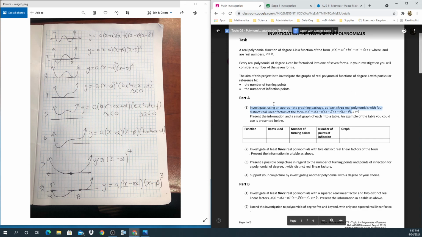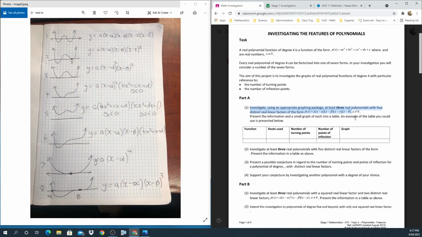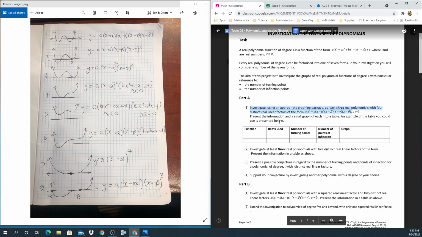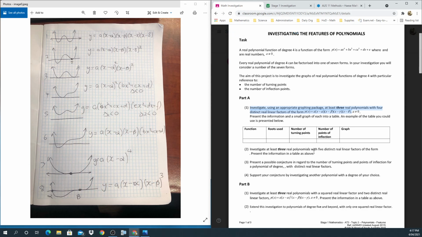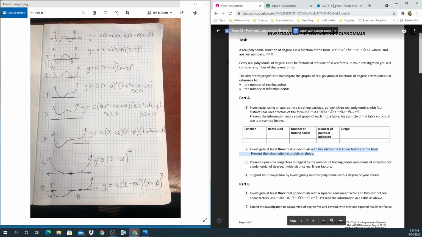What we're looking at. Present the information in a small graph for the table below. An example of the table that you could use is below. Okay, yes, you can feel like that basically. And in part 2, you're actually doing it with 5 distinct real factors. So that's order 5. All right.